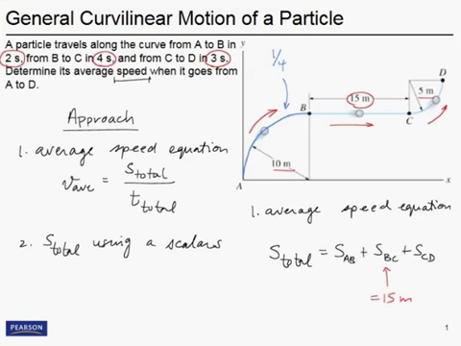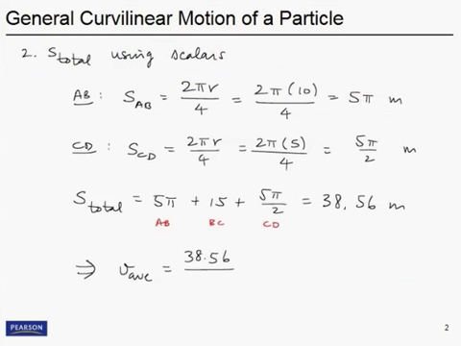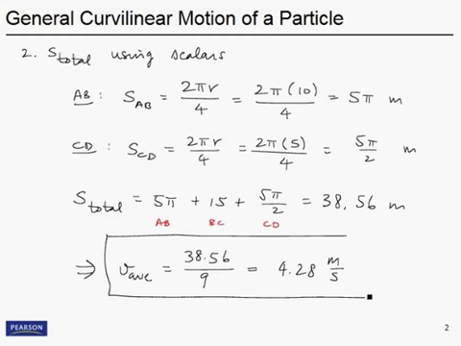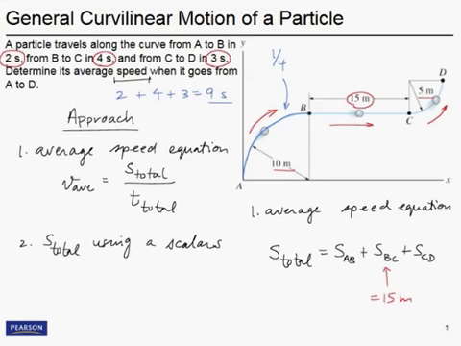Let's go back to the problem statement. The total time is given by 2 seconds plus 4 seconds plus 3 seconds. That's 9 seconds, the total time as given in the problem statement. So we put 9 seconds down in the denominator, and we end up with 4.28 meters per second. And there is your answer for the average velocity of the particle.